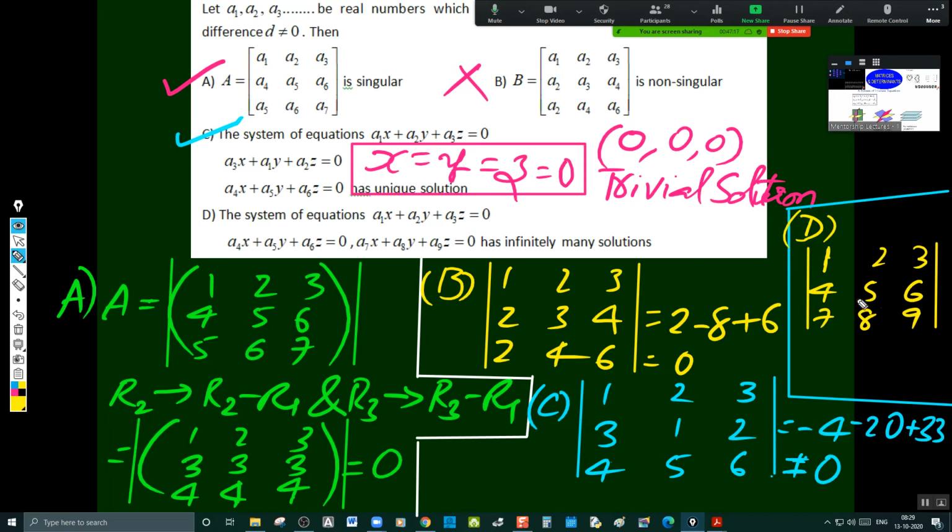It is understandable: 4 minus 1 is 3, 5 minus 2 is 3, 6 minus 3 is 3; 7 minus 1 is 6, 8 minus 2 is 6, 9 minus 3 is 6. At a glance, we can say that directly. Do you understand what I'm saying? R2 minus R1 gives you all 3. R3 minus R1 gives you all 6. And thereby, if you take them common, R2 and R3 will be equal, and you'll get 0. That means it has many solutions is the correct answer. D is the correct answer. So A, C, D are the options.